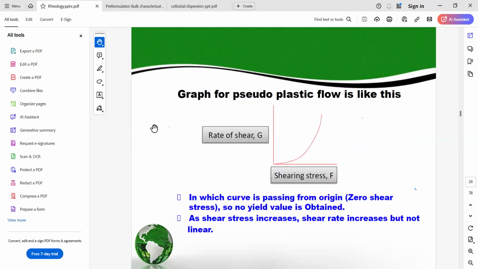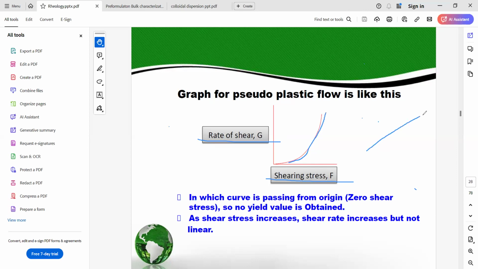In case of pseudoplastic flow systems, this one is a rheogram. The previous one which I showed you in the slide was a viscogram, and this one is a rheogram. As you increase the rate of shear, its shearing stress is also increasing, but it's not increasing linearly.